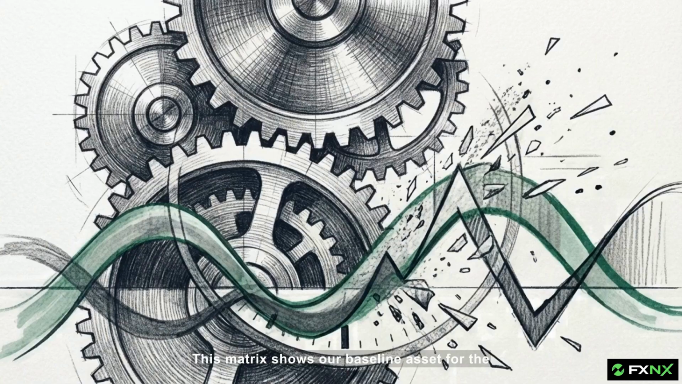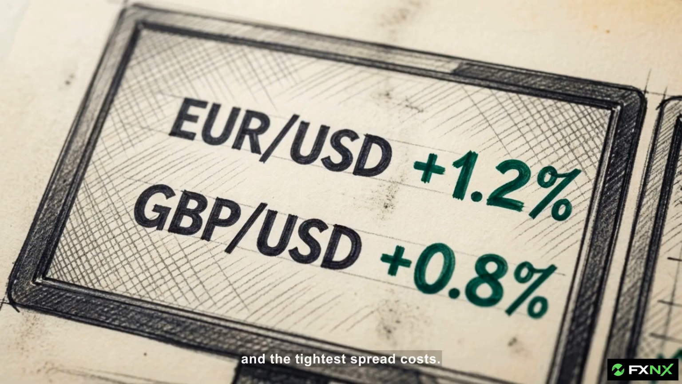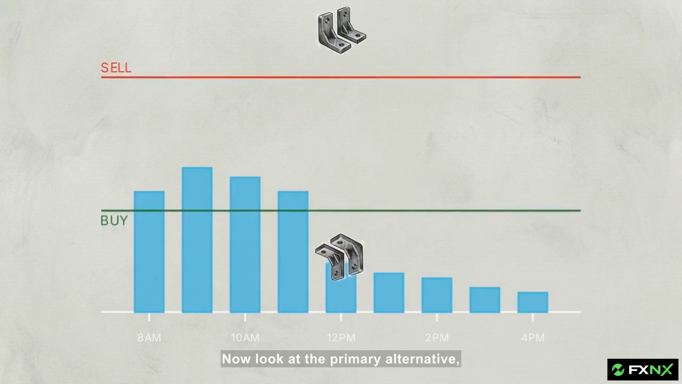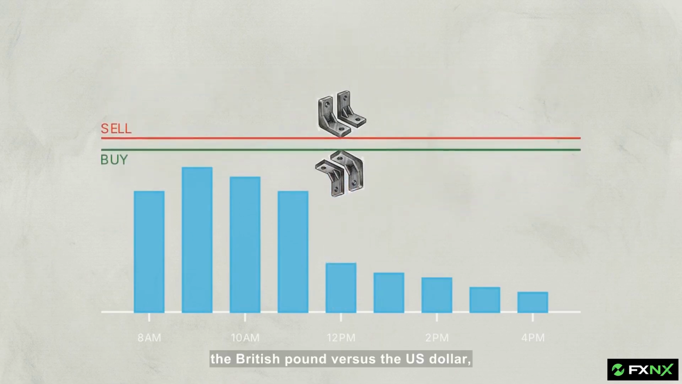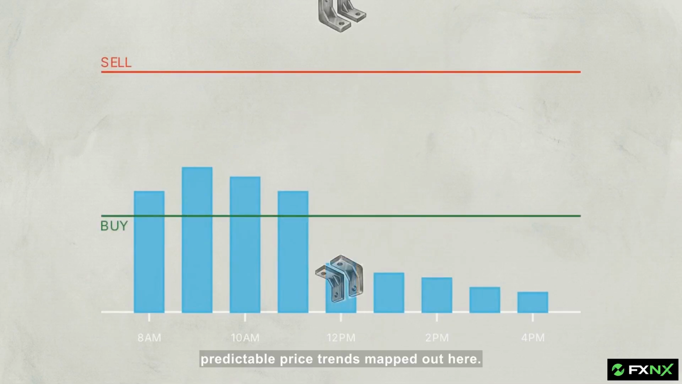This matrix shows our baseline asset for the morning session, the euro versus the US dollar. Driven by the massive flow of capital between the Eurozone and the US, it commands the highest volume bars and the tightest spread costs. Because the liquidity is so deep, the euro can absorb economic shocks better than other currencies. That results in the relatively smooth, predictable price trends mapped out here.